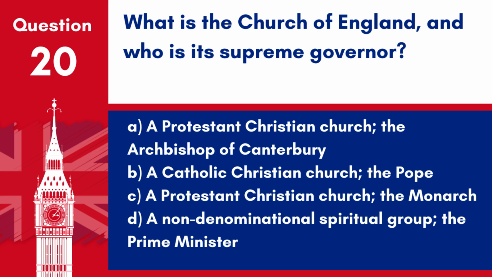B. A Catholic Christian church, the Pope. C. A Protestant Christian church, the monarch. D. A non-denominational spiritual group, the Prime Minister. Answer. C. A Protestant Christian church, the monarch. The Church of England is a Protestant Christian church, and its supreme governor is the monarch.